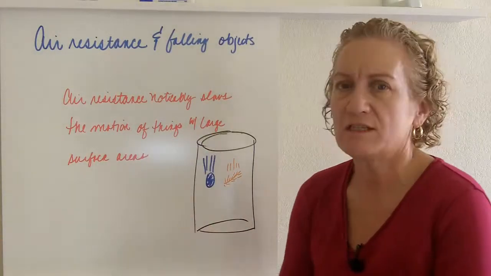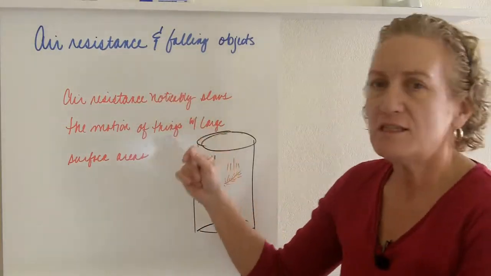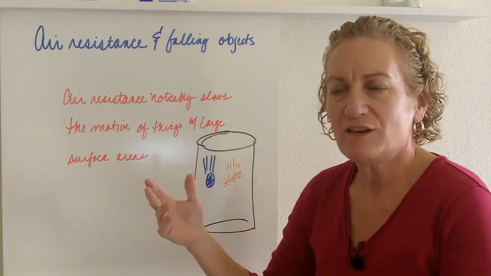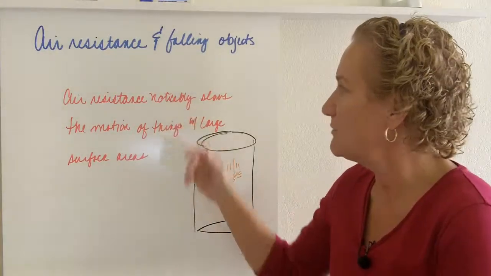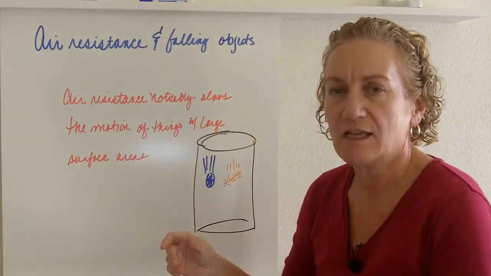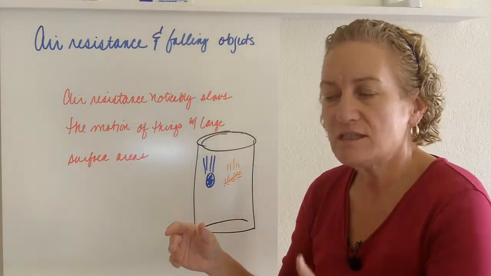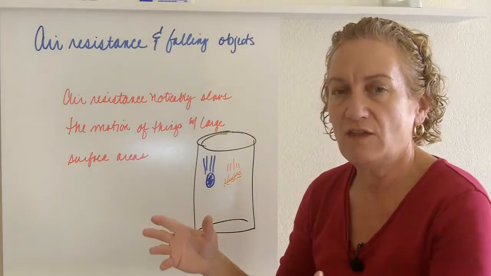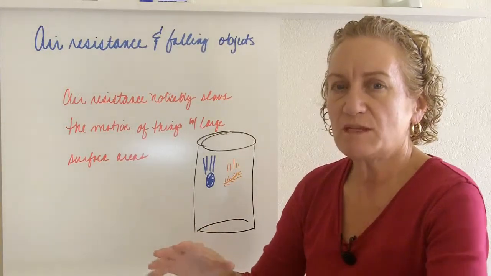Today we're going to talk about air resistance and falling objects just a little bit more and do a quick review. Air resistance, I like to think of it as friction between an object and the air, because it actually slows down, noticeably slows down the motion of things. Now, air resistance doesn't have the same impact on everything. A feather has a different impact than a penny, and the reason for that is surface area.